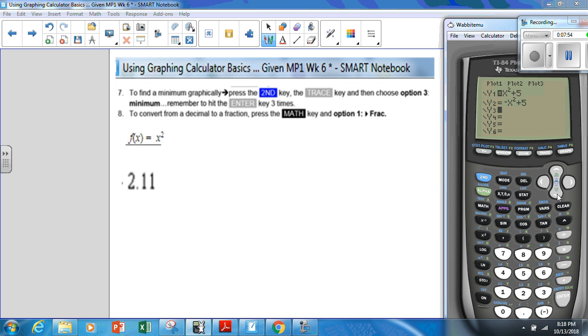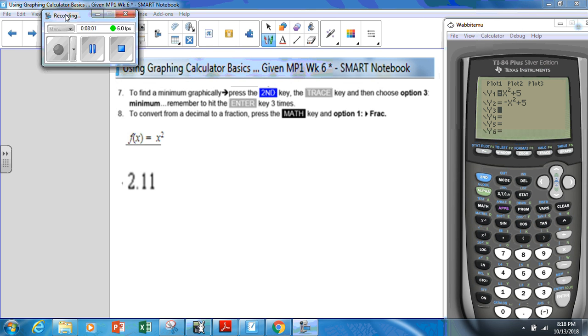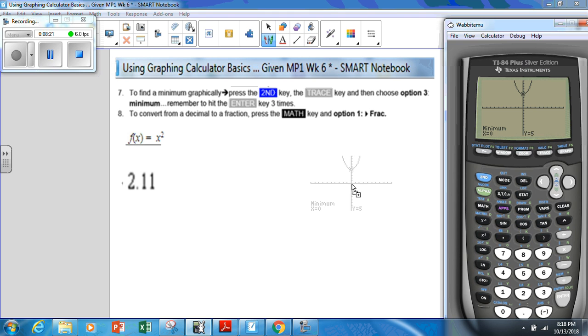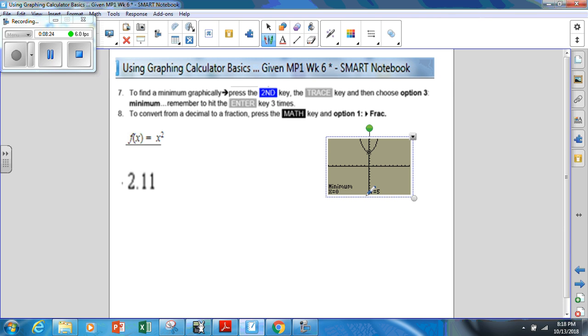All right. So I want to find the minimum. I'm going to hit second trace 3 now. I'm going to hit enter 3 times: 1, 2, 3. There we are. So what do I know? I know that my minimum value for y is going to be 5. Very nice cheat code.